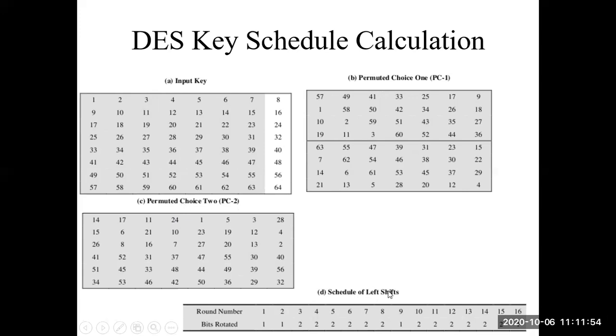See, the schedule of left shifts is shown. In the first round, we will do one left shift on the 28 bits of each of the two halves of the key. 56 by 2 is 28. We'll perform only one shift in the first round, one shift in the second, two shifts in rounds 3, 4, 5, 6, 7, 8, one shift in the 9th round, again two shifts in rounds 10 to 15, and one shift in the 16th. The schedule of left shifts is also mentioned. See, understanding all this will show you how complex the calculation is and why it is not possible for people to decrypt.